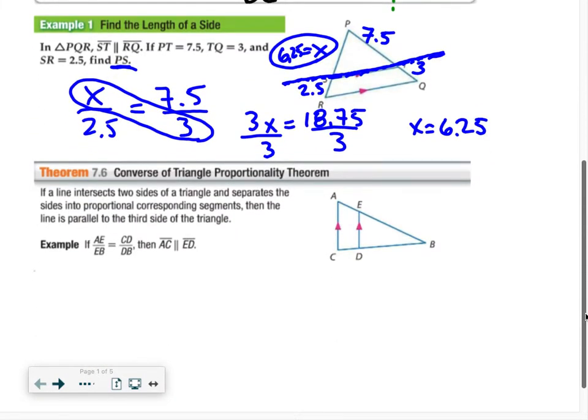Guys, this is the converse of the triangle proportionality theorem. So guys, what this is saying is, if AE, so if the shorter segment over the longer segment over EB is equal to CB over, or excuse me, CD over DB. So if they're proportional, so you got to check that, well then you can say, okay, yes, they are parallel. Okay? And so this is just going the opposite direction of what we had just done.